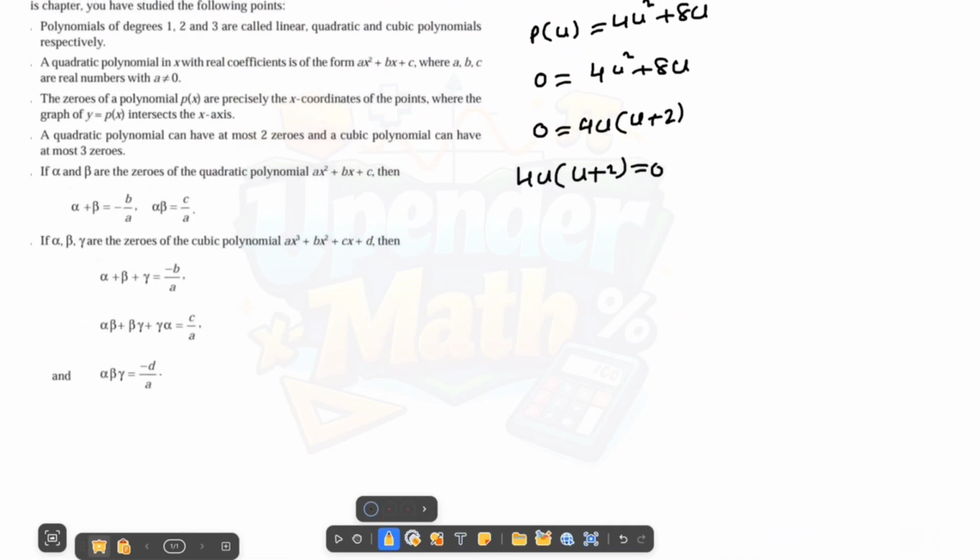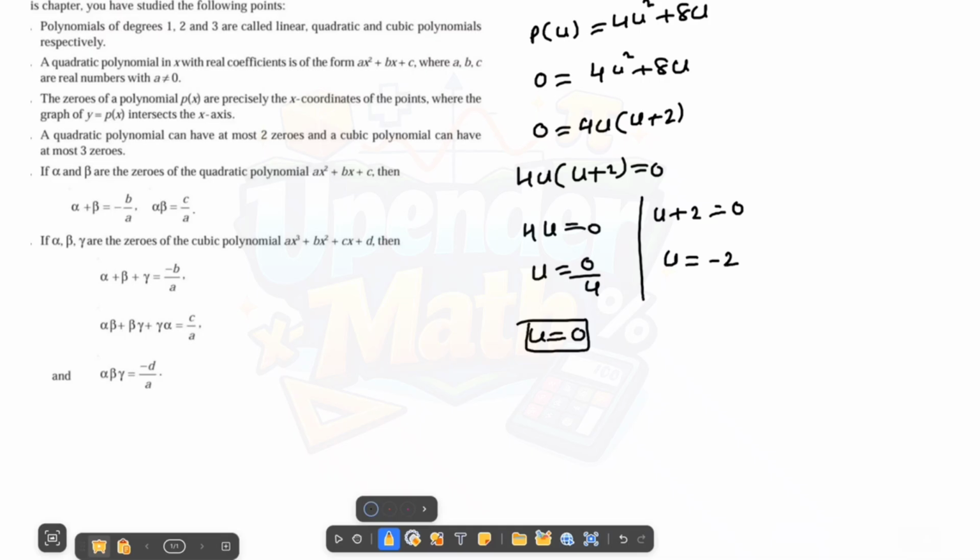That means here 4u is equals to 0 or u plus 2 is equals to 0. Send 4 to the right side, you will get u is equals to 0 by 4, that is u is equals to 0. Next, send plus 2 to the right side, u is equals to minus 2. So first zero is 0 and second zero is minus 2. Let alpha is equals to 0, first zero, and beta is equals to minus 2.